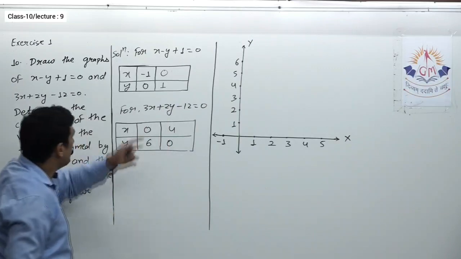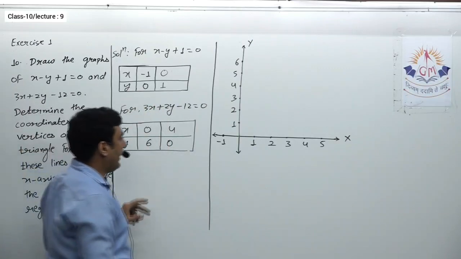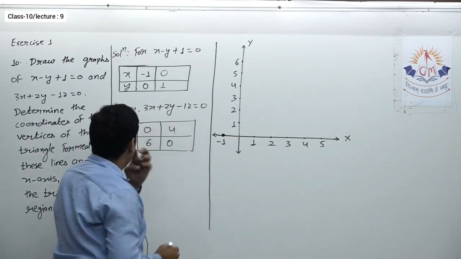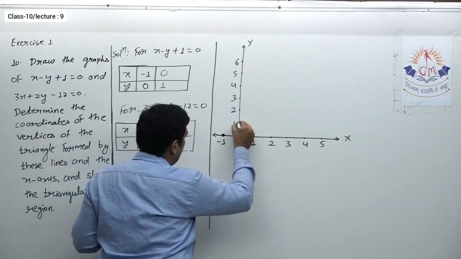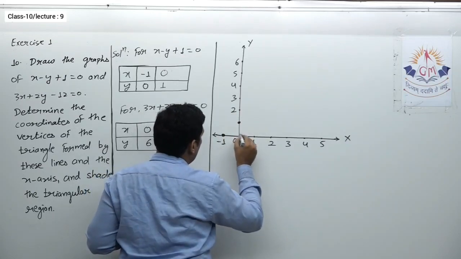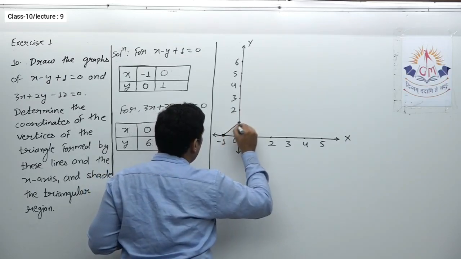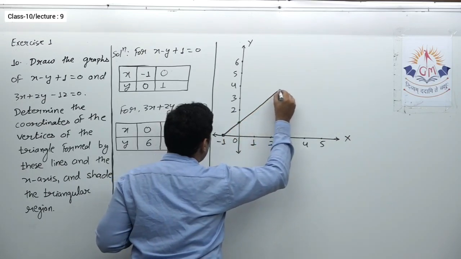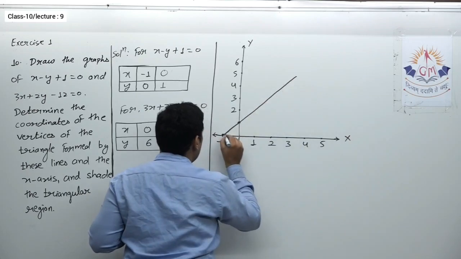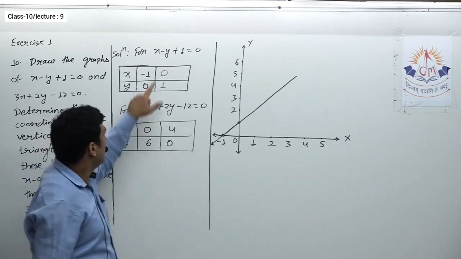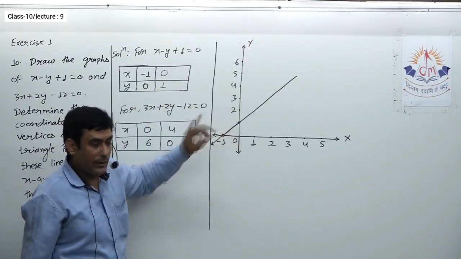So the first point is minus 1 comma 0, x minus 1, y 0. This will be the first point only. Then x 0, y 1, this is the second point. So I have to draw the graph in this way, as well as in this way. This is the graph for the first equation.